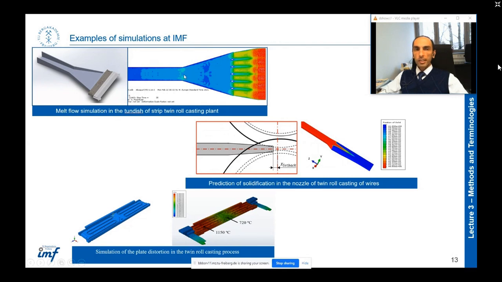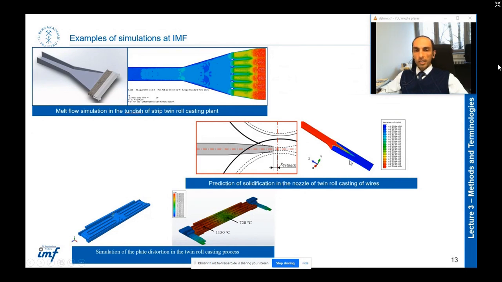In this case, this is the velocity field of the melt in the tundish here. So then we had some segregation on this line, and then we could find the source of segregation. What is the source of segregation? And then we removed some of these struts, and we solved the problem.